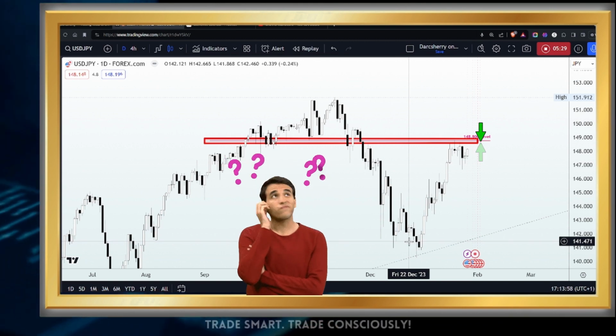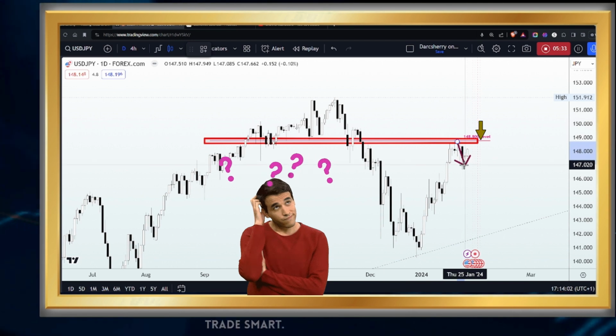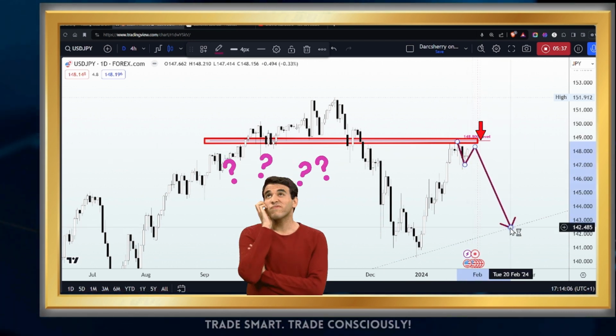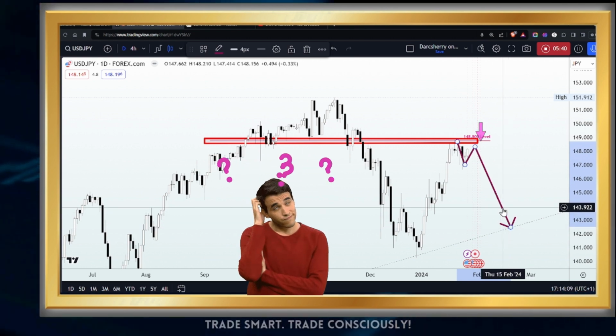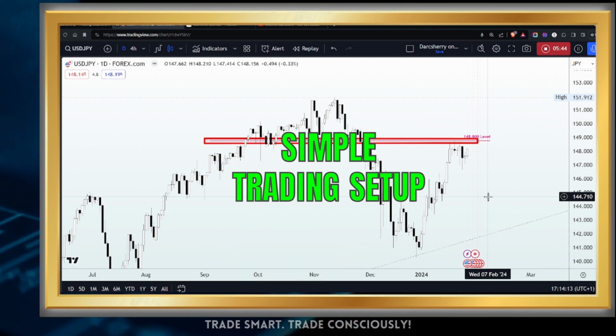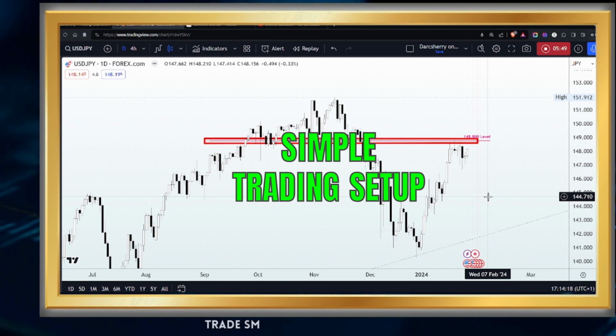Or will the 148.800 area continue to serve as a barrier, maybe to incite a sell-off back into this ascending trend line in the meantime? Now, to answer this question, I have a simple setup identified on the 4 hours time frame, which we will be using to guide our decisions for next week.